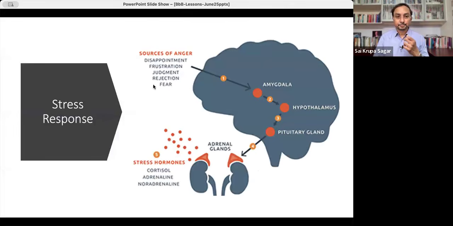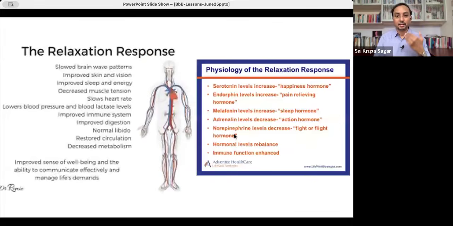When we are stressed, disappointed, frustrated, our brain generates stress hormones like cortisol and adrenaline, which have a different impact on our body. When you are relaxing, it's different. When you're relaxing, it generates the pain-relieving hormone, the sleep hormone, the action hormone, right? And decreases the bad hormones. That is what is called the relaxation response.